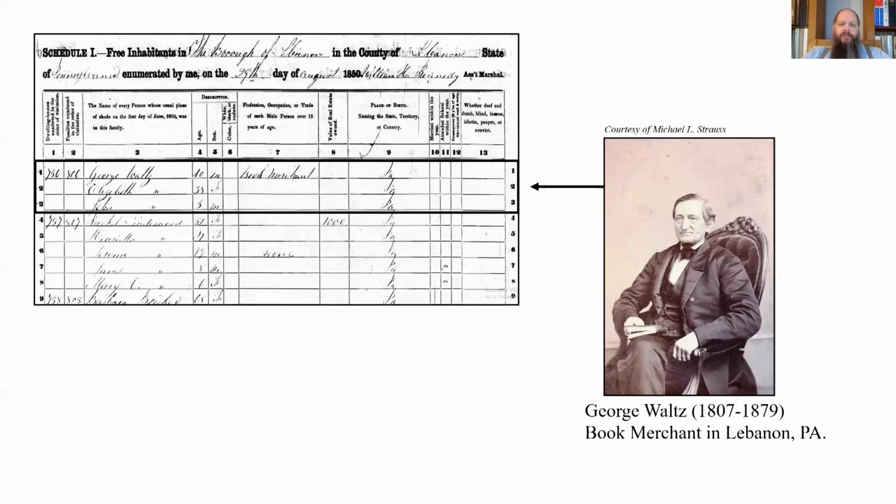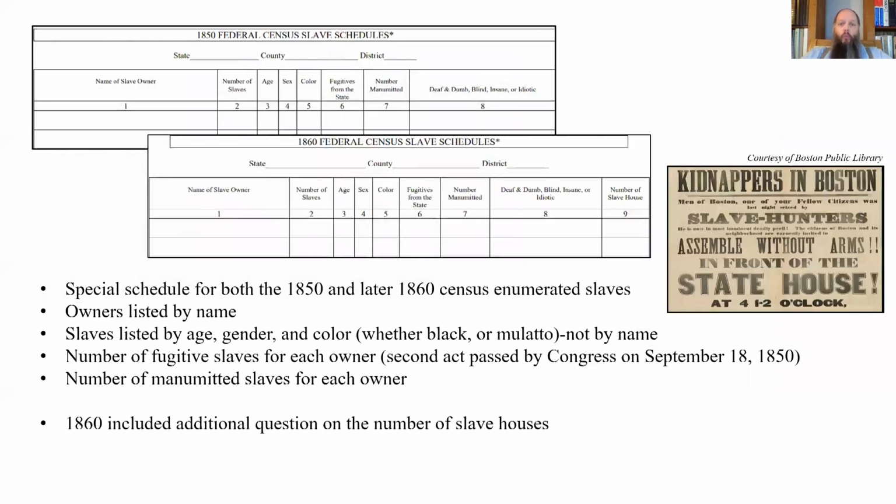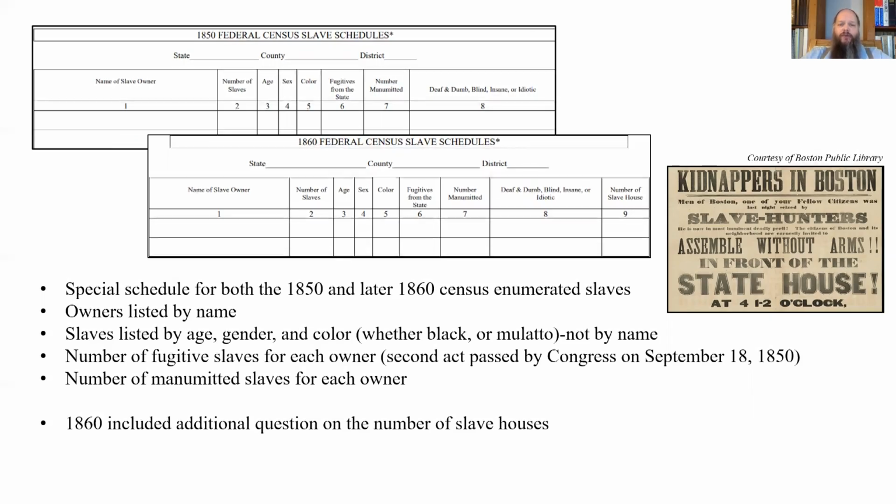Now, I mentioned some of the special schedules, at least early on. One of those special schedules that related to slaves was the slave schedules found in both 1850 and 1860. This again would end with the American Civil War. Now, these slave schedules were unique because they enumerated the slaves, but not by name. However, it did list the slave owner by name. Slaves were listed by their age, their gender, their color. It stated whether they were black or mulatto. Again, just to recap, this was not by their names. It also asked the number of fugitive slaves for each owner.